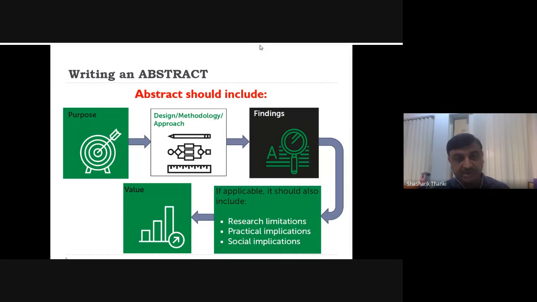And everything should be there in your abstract itself, because initially the screening is done based on your abstract. So from purpose to value addition to originality, keywords, selection of keywords, that is also important. So your abstract should include and should have this flow. That is what I feel, that it should start with the purpose and should end with the value addition.